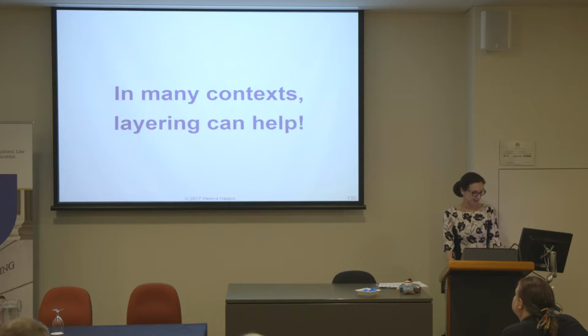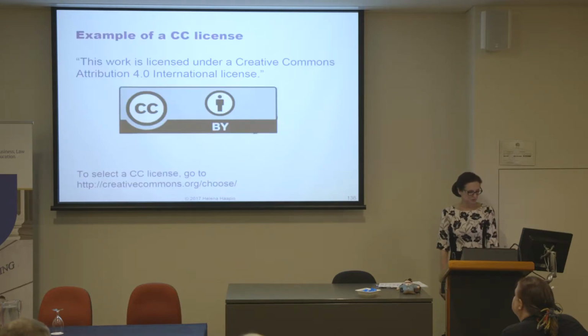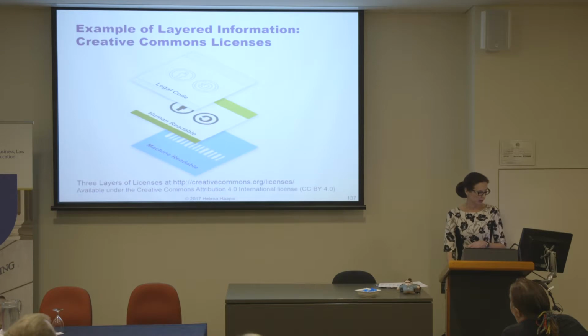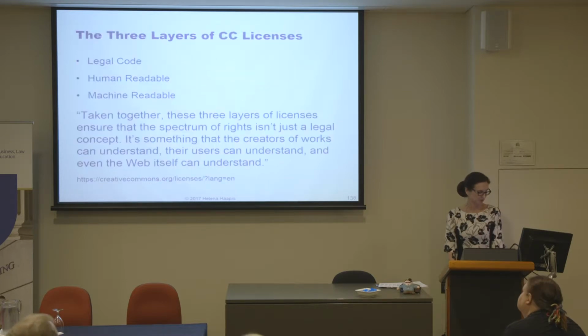improve it. And layering. Layering we have used a lot, and this is probably the best known example. This is not ours, this is Creative Commons. They have an icon, and if you're familiar with the system, then you can easily recognize by this icon what's in there. But if you want to know more, then you can read the human readable version or the lawyer readable version, and there's even a machine readable version.